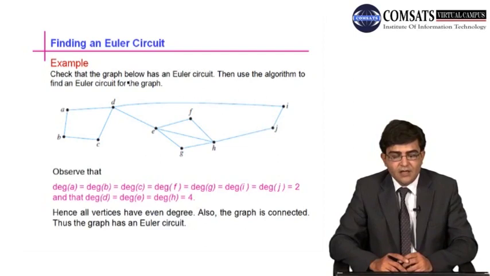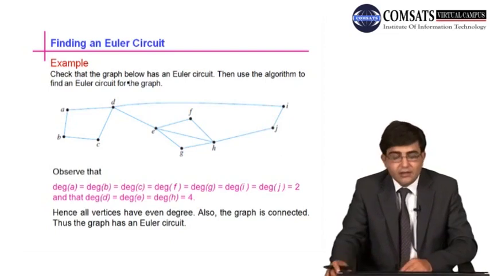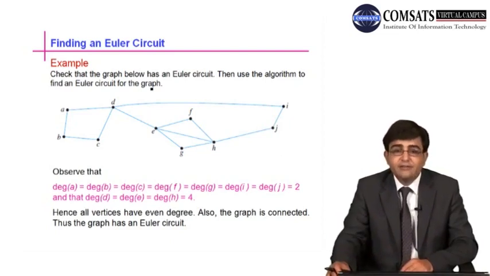Now every vertex in this graph has even degree, therefore we can say that this graph is connected and every vertex has even degree. We can say that there must be an Euler circuit in this graph, and we apply the algorithm which we have discussed in the previous slide. Now we apply that algorithm to find the Euler circuit. So first of all, choose any vertex in this graph. For example, A is the first vertex, so we choose A to be the first vertex.